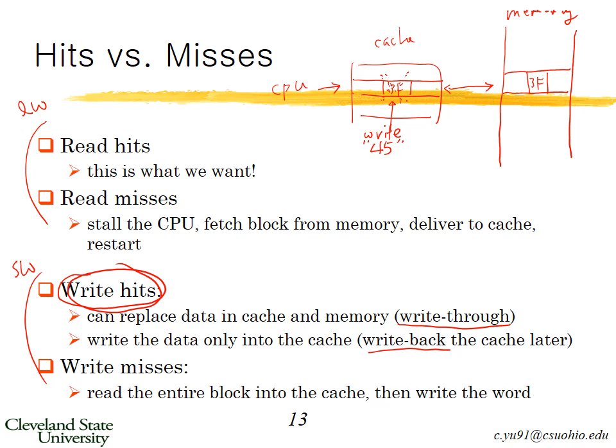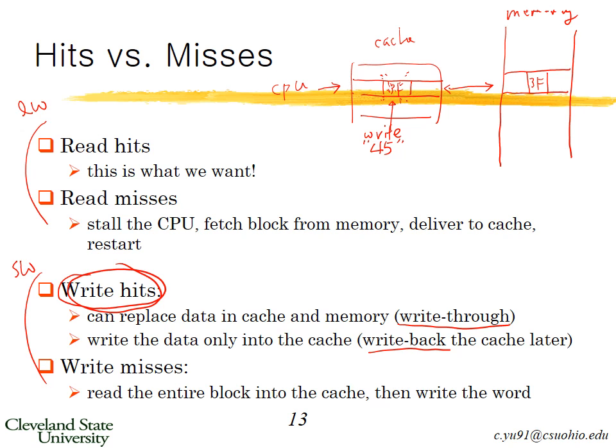At the bottom, there is the write operation. It has something to do with the store word instruction, as you know, and there are write hit and write miss. It is a store instruction, and the data itself is inside the cache. That's a write hit. On the other hand, if the data is not found in the cache, that's a write miss. A write miss is somewhat similar to a read miss. You just need to stall the CPU, fetch the block from memory, deliver it to the cache and restart.